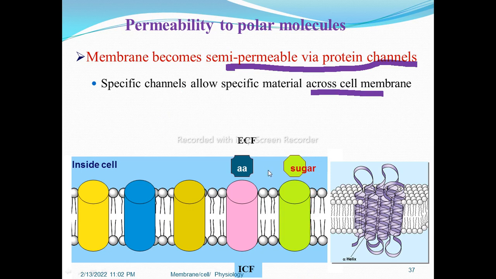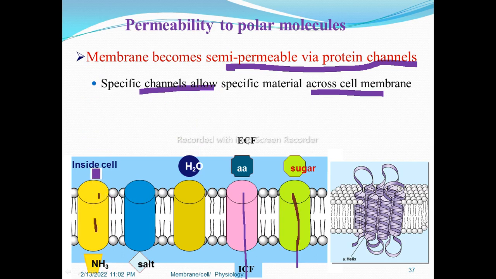For instance, sugar passes by this channel, amino acid passes by this channel, water passes by this channel, salt passes by this channel, and NH3 passes by this channel. Specific channel means, for instance, this is inside the cell. This is extracellular fluid outside the cell. This is intracellular fluid. Extracellular materials such as sugar, amino acid and water pass through their specific channels. Intracellular materials like salt and NH3 also each pass through their own specific channel.